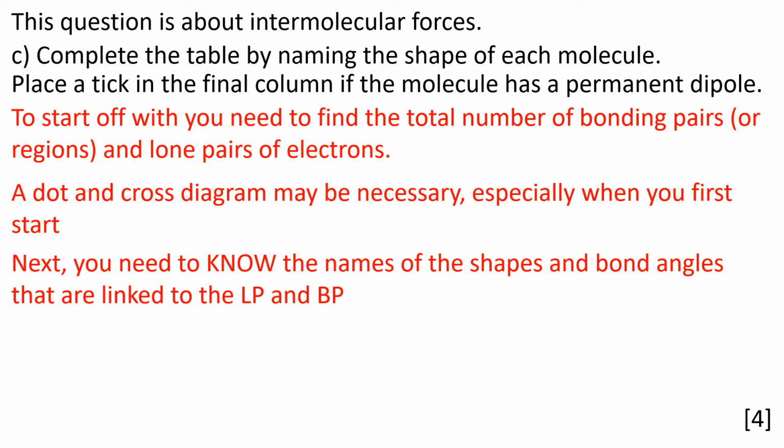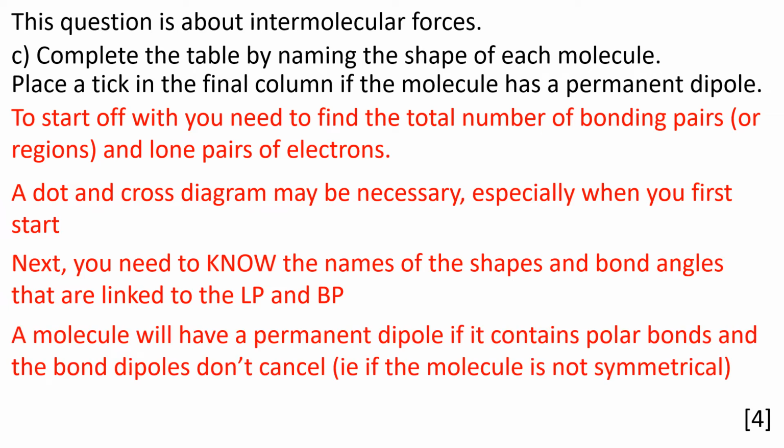This question didn't ask us for bond angles, but it could have done. So make sure that you are aware of all those. It's just a case of memorizing content. And finally, possibly the most challenging part of this question is being able to spot if a molecule has a permanent dipole overall. To have a permanent dipole overall, you need to have polar bonds, and the molecule needs to be non-symmetrical in 3 dimensions so that the bond dipoles don't cancel out. And we've got some animations that help us with that.